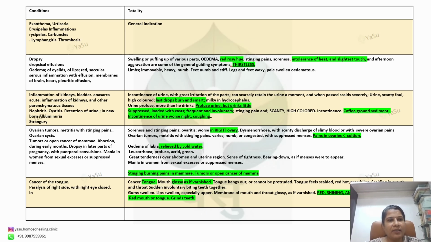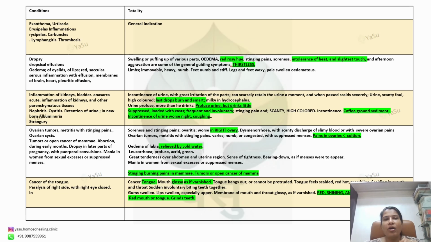Now, inflammation of kidneys, bladder, anasarca, acute inflammation of kidneys and other parenchymal tissues, cystitis, retention of urine, albuminuria and strangury. In all these conditions Apis is indicated. So what are the symptoms? Intolerance, incontinence of urine with great irritation of the parts, can scarcely retain the urine for a moment, and when passed scalds severely. Intense burning when urine is passed. He cannot retain the urine even for a second, and the parts feel very irritated.